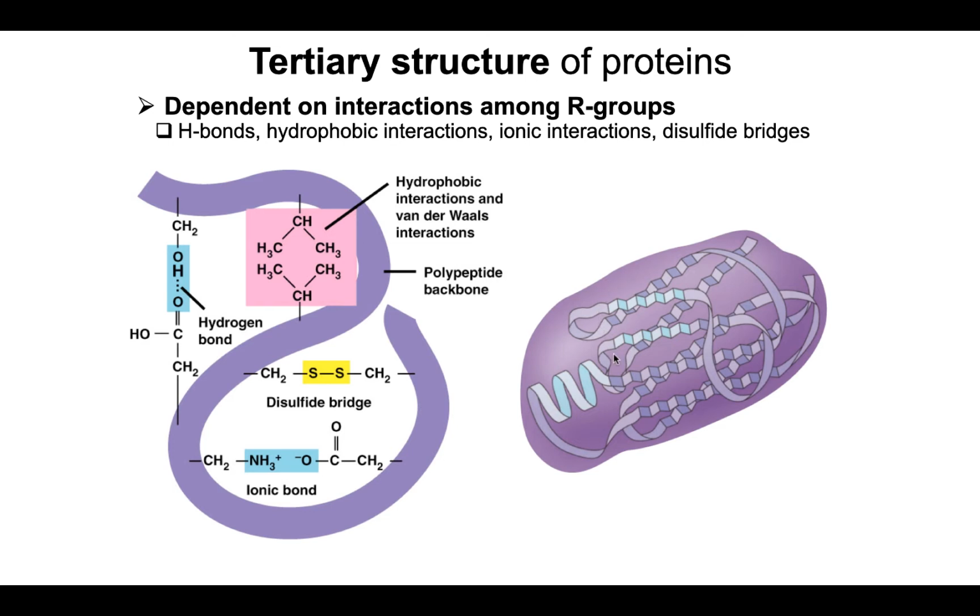So all these structures, the primary, the secondary, the tertiary, they exist simultaneously to form a properly folded protein. And it's only when that protein is folded correctly that it has the correct function. If you do something to unfold this protein, it will no longer have the proper function.